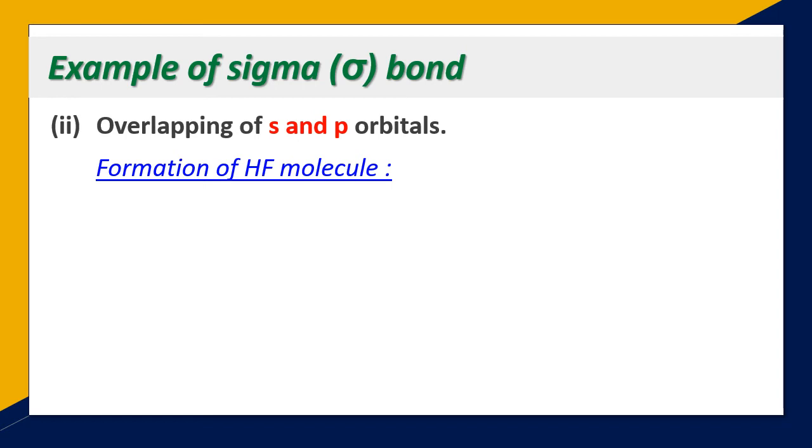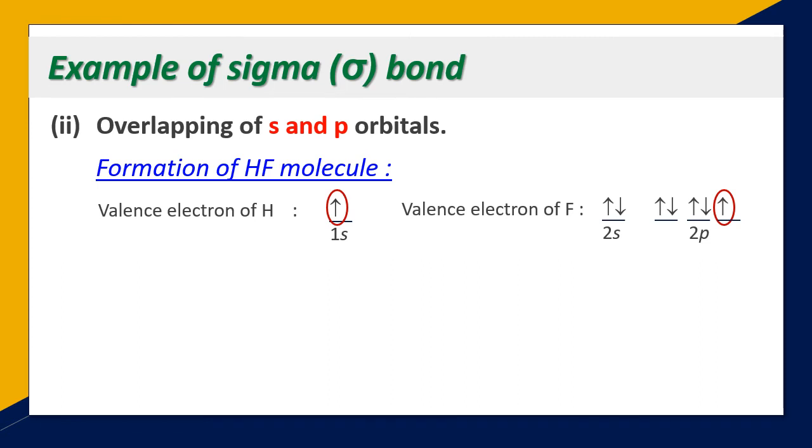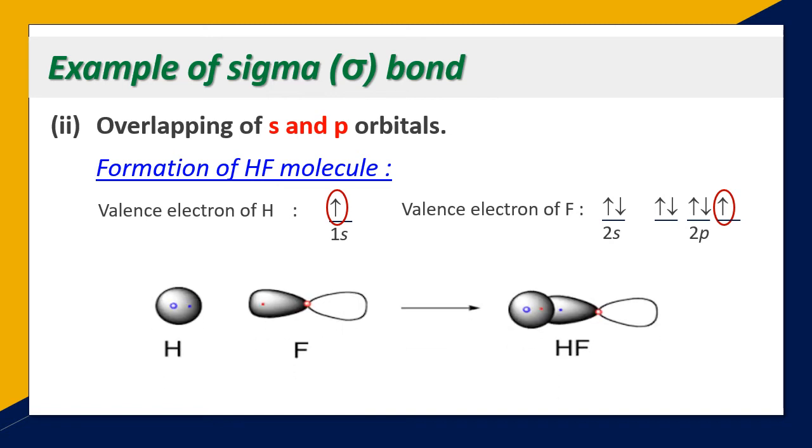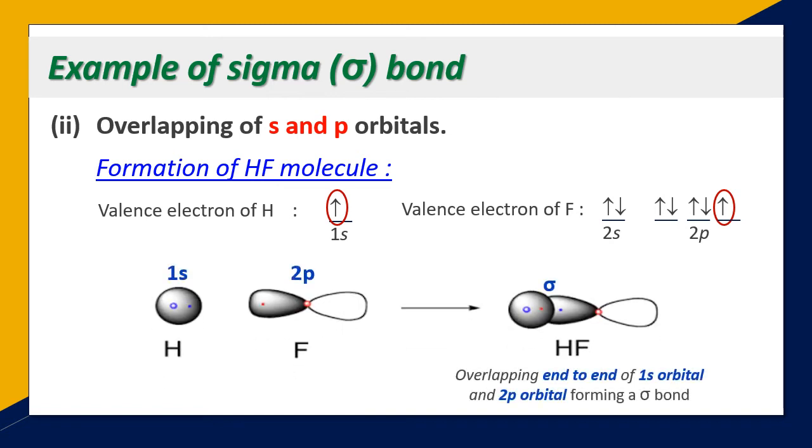Now, let's consider the overlapping between s and p orbitals in the hydrogen fluoride molecule. At ground state, the hydrogen atom has 1 valence electron, while fluorine has 7 valence electrons. From the valence electronic configuration of the atoms, both atoms have 1 unpaired electron in their valence atomic orbitals. The valence atomic orbitals overlap end to end to form a sigma bond.